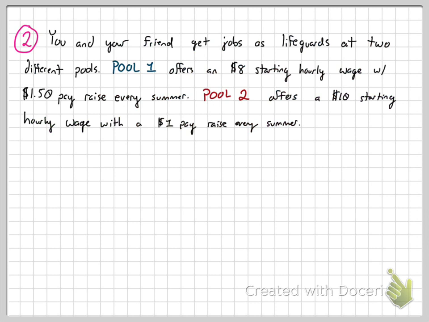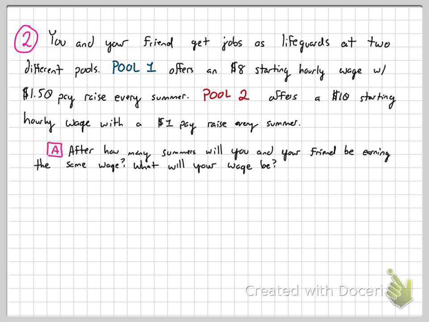In example number 2, you and your friend get jobs as lifeguards at 2 different pools. Pool 1 offers an $8 starting hourly wage with a $1.50 pay raise every summer. Pool 2 offers a $10 an hour starting hourly wage with a $1 pay raise every summer. And I want to know, after how many summers will you and your friend be earning the same wage, and what will that wage be?